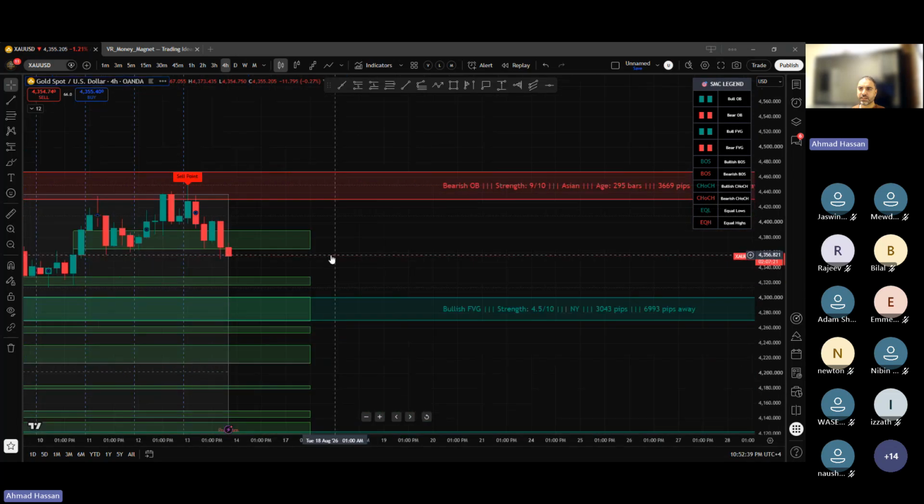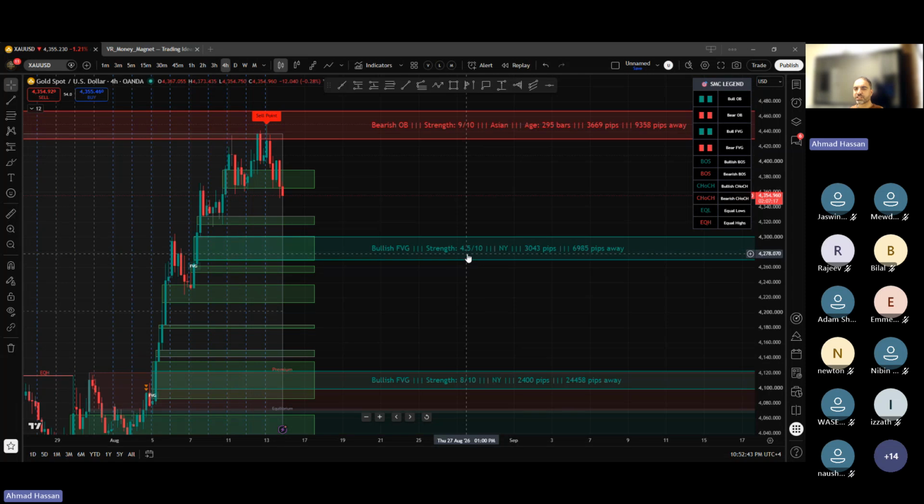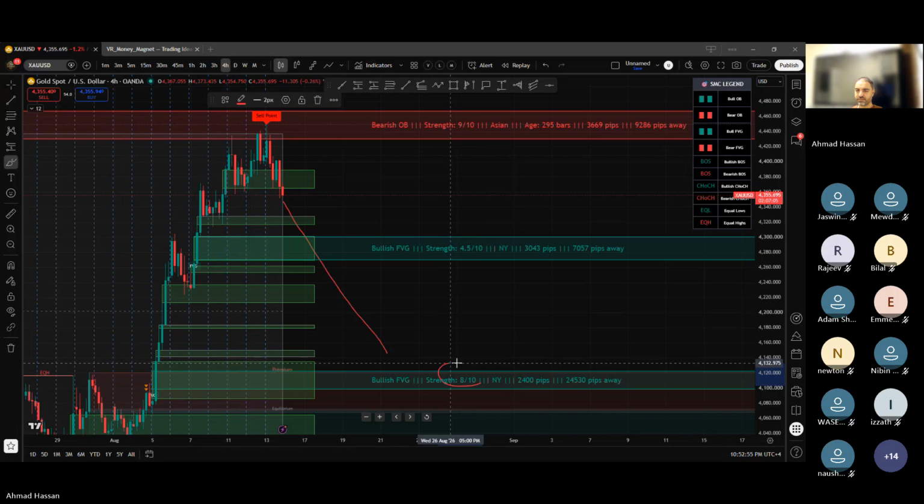So as you can see clearly, this shows a bearish, strong, bullish fair value gap of 4.5. Is it strong enough? Tell me. No, it is not strong enough. It will go down to this area, 8 out of 10. Right? So where is this?